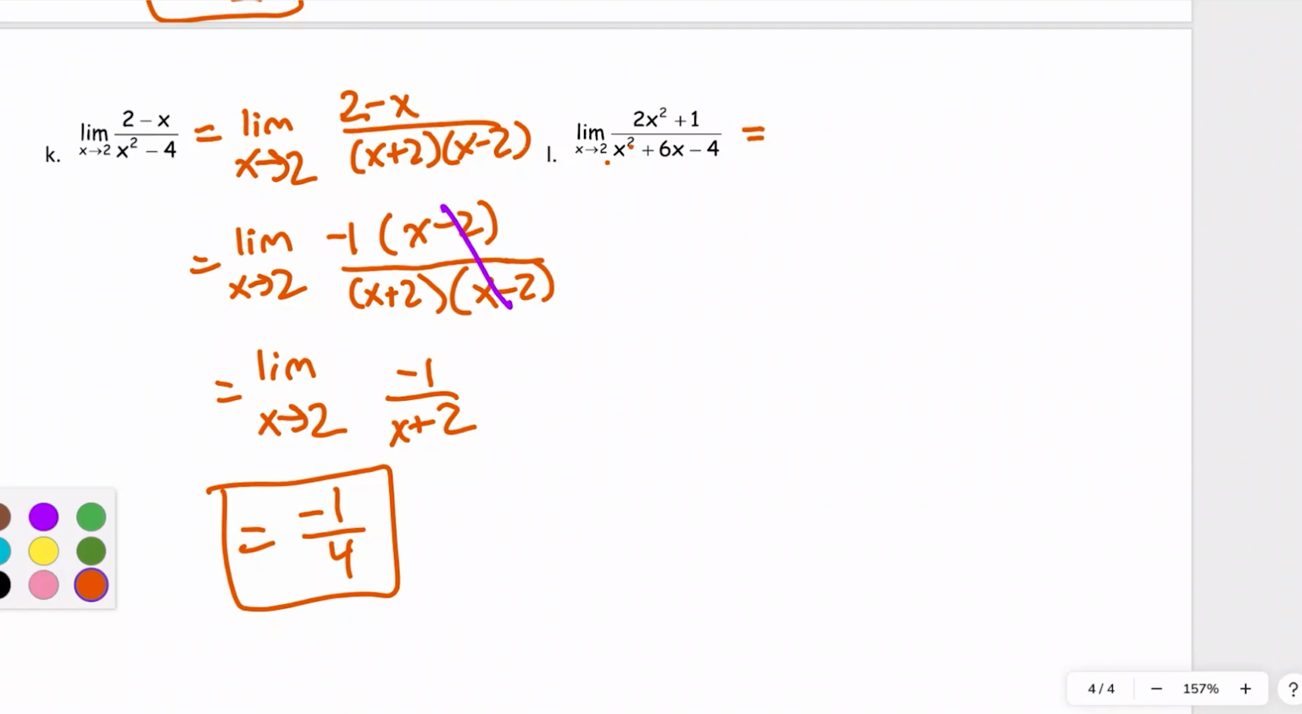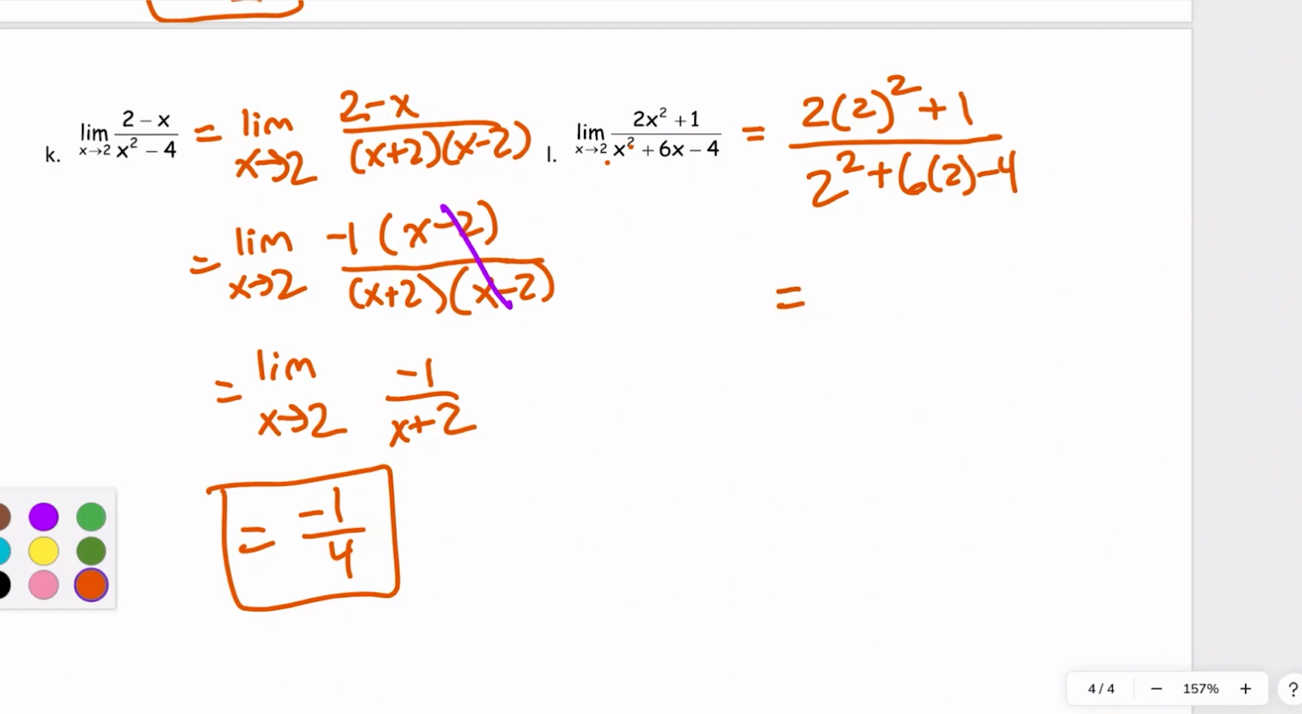6 times 2 is 12. 4 and 12. Let's just go ahead. I think we can use direct substitution right away. Let's go for it. 2 times 2 squared plus 1 over 2 squared plus 6 times 2 minus 4. Yeah, we're going to have some success here.